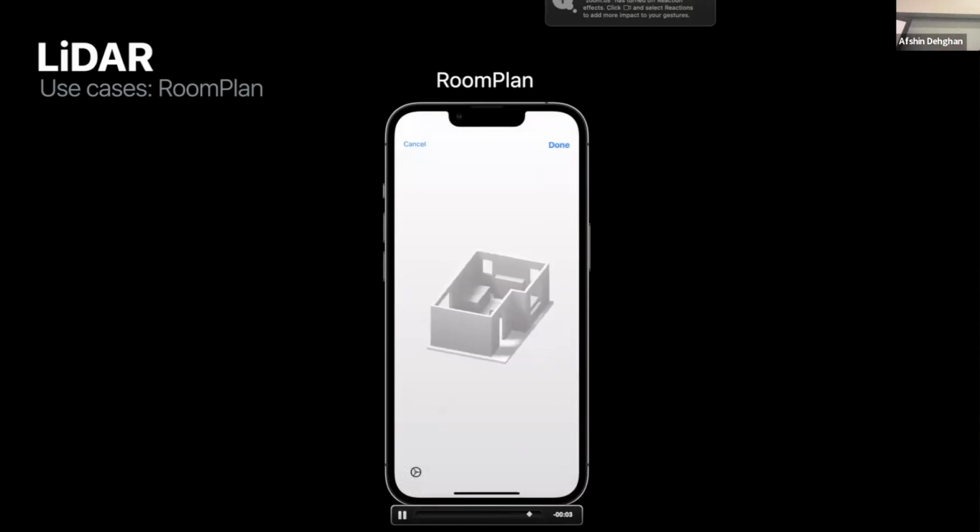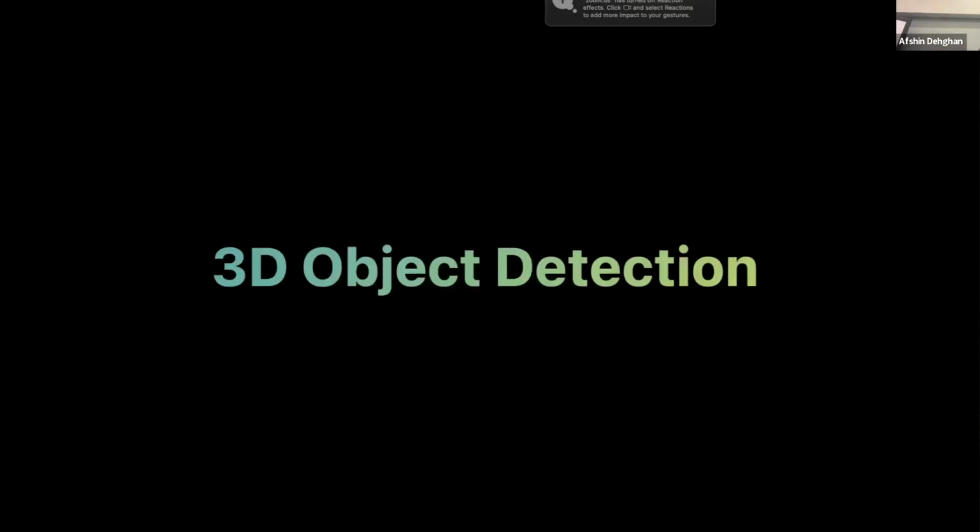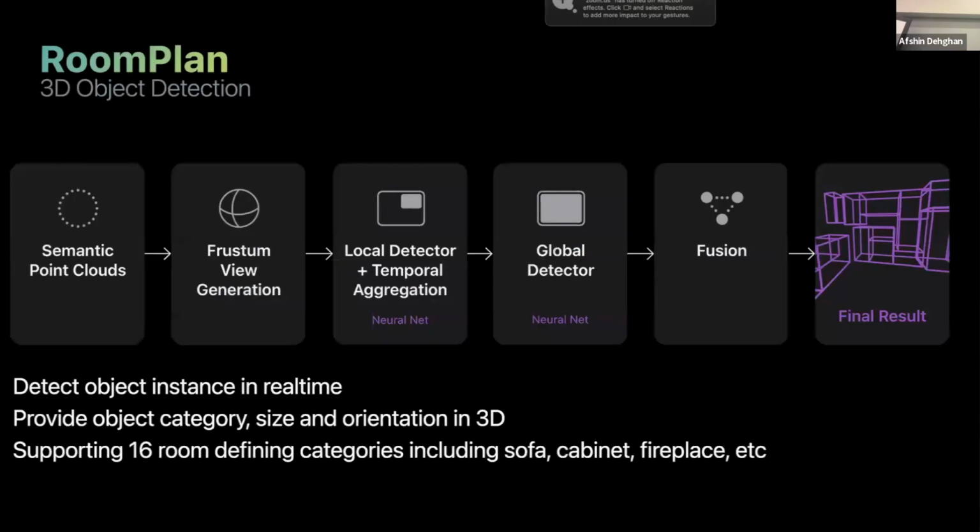One of the components of RoomPlan is 3D object detection, which we specifically use to define these room-defining objects in a scene. And it's based on this pipeline that a lot of the classical 3D object detection methods, even more recent 3D object detection methods, still rely on. That is based on point clouds.